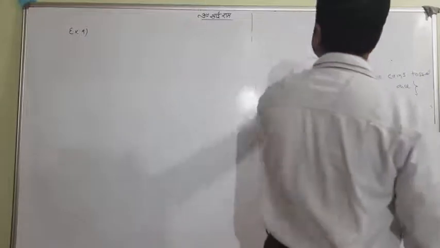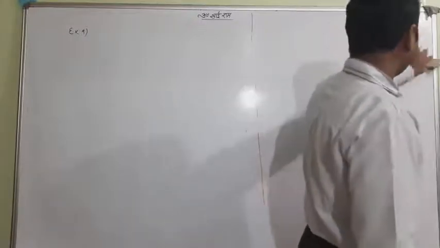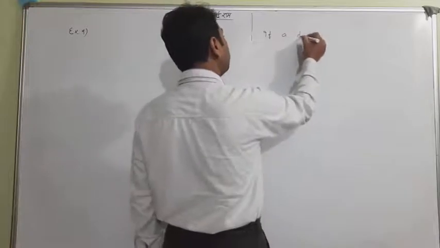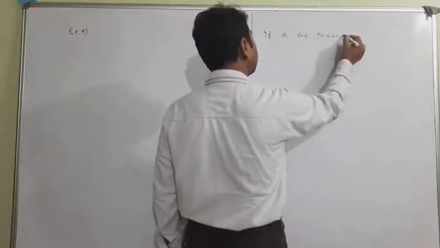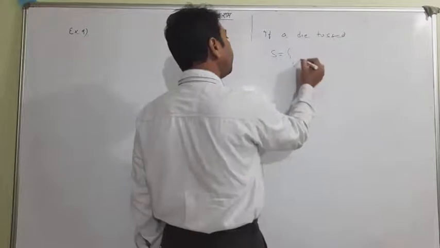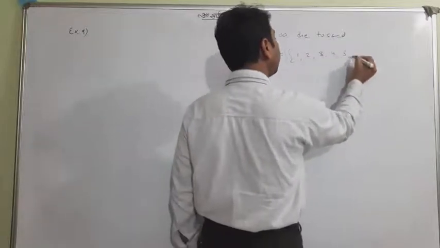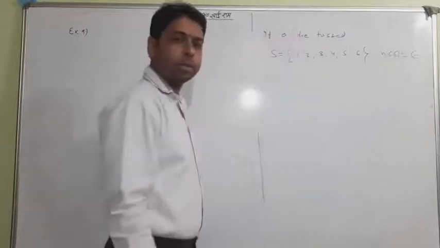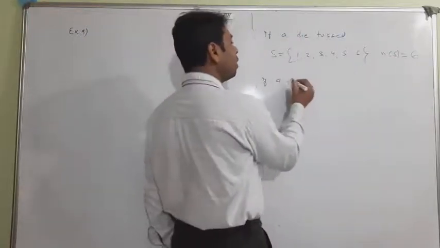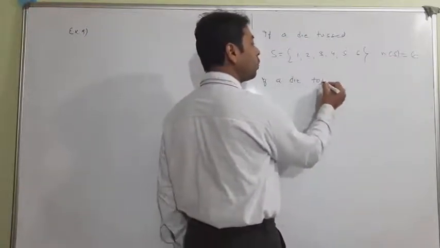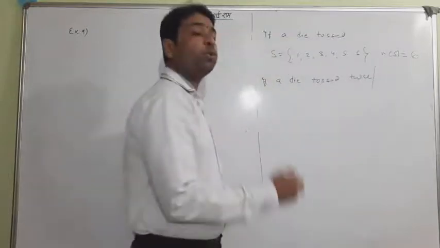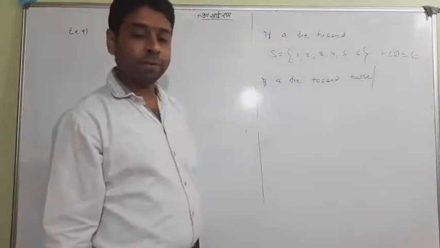Now I talk about the die. If a die is tossed, what happens? S will be 1, 2, 3, 4, 5, 6. How many elements? 6 elements. But if a die is tossed twice, or if 2 dice are tossed once, both have the same meaning.